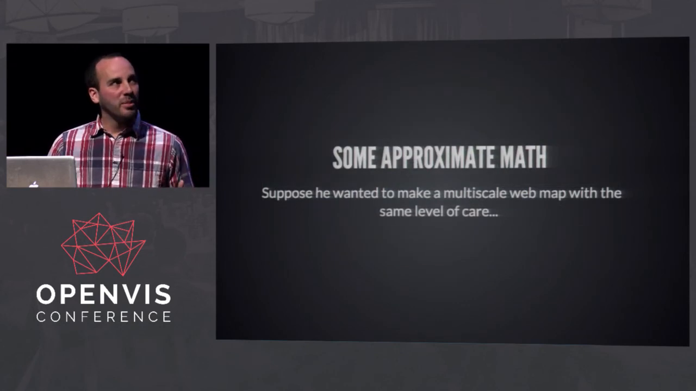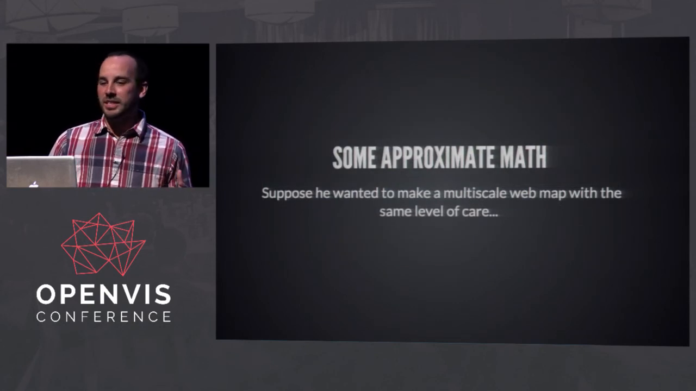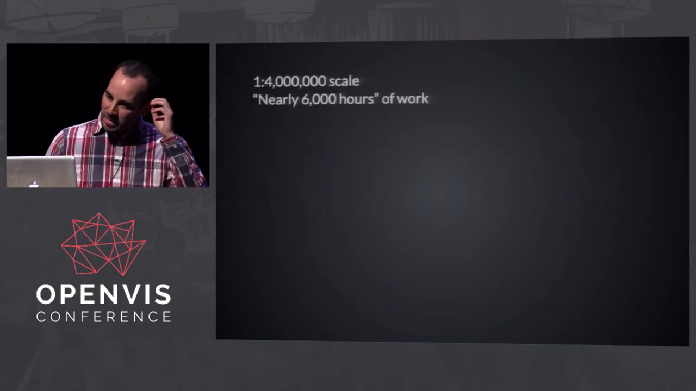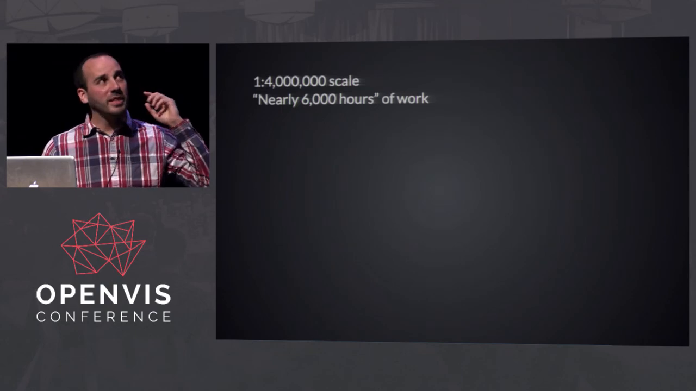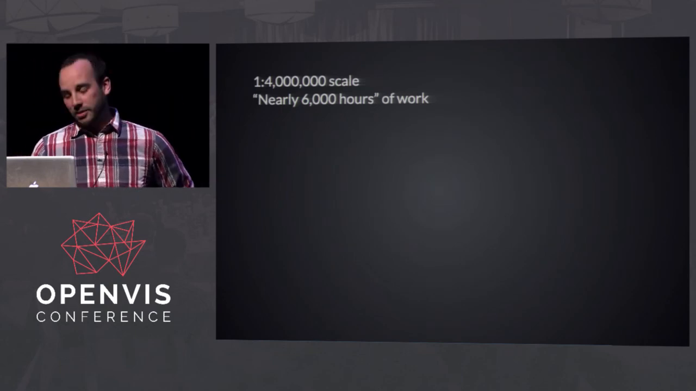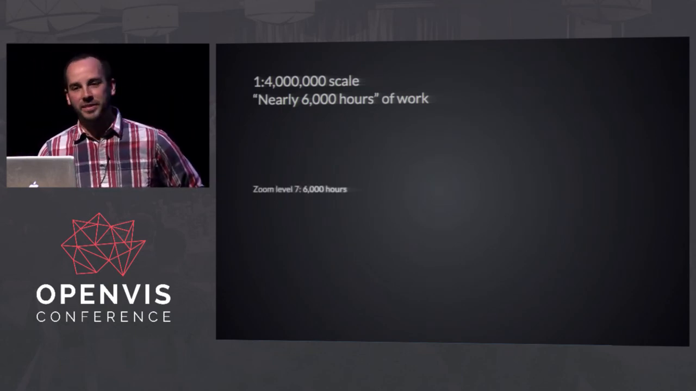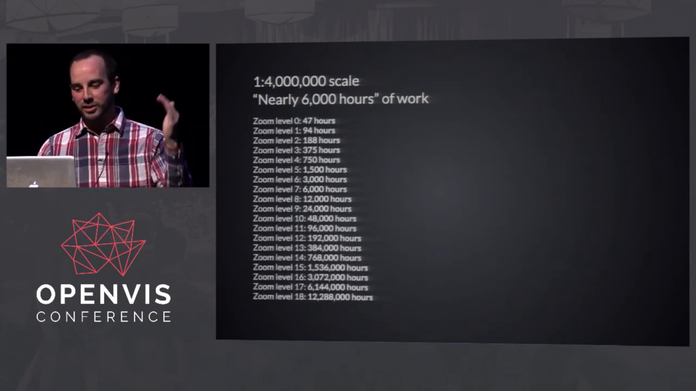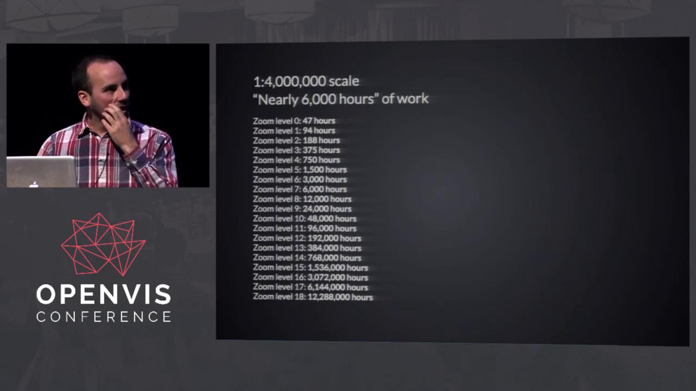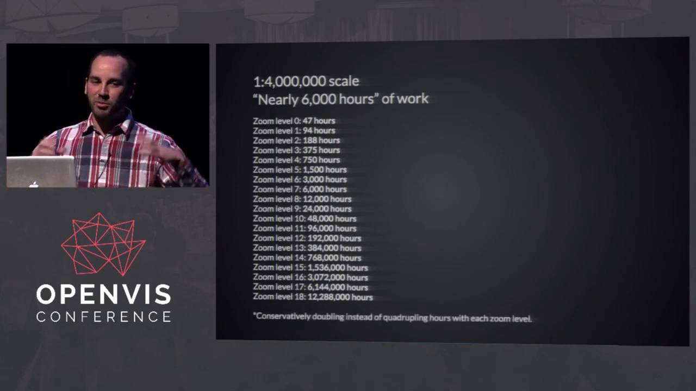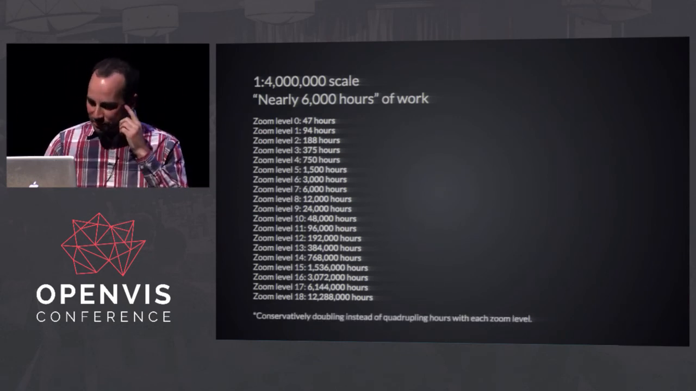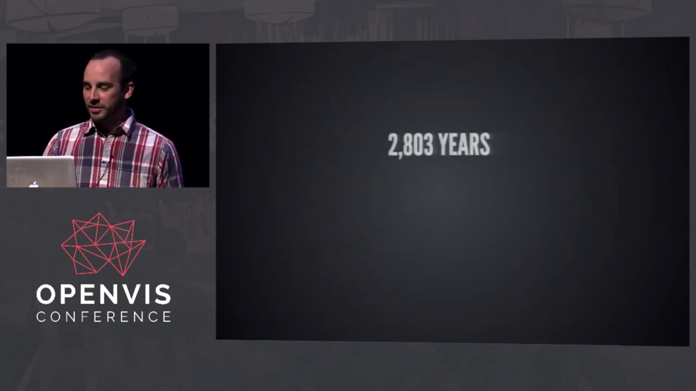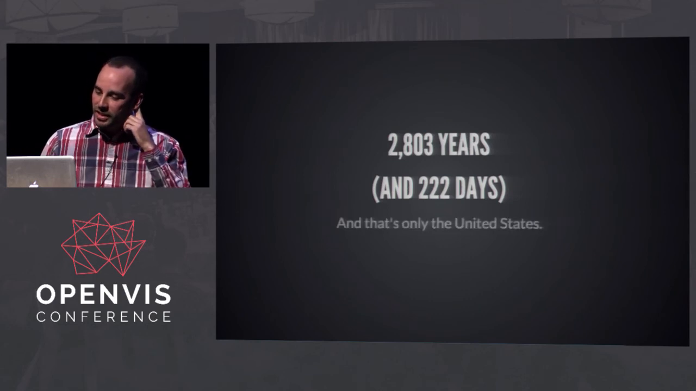So just to extrapolate this a little bit, because these days we're talking about these tiled web maps of the whole world. Apparently this map is 1 to 4 million scale and it was about 6,000 hours of work. So if we take that out, it's about zoom level 7 for 6,000 hours. Halve that down to 0, double it up to say 18. That's being conservative, because map size actually quadruples if you zoom in one level. So this map's going to take 2,800 years to design with that level of care in 222 days. And that's only the US.